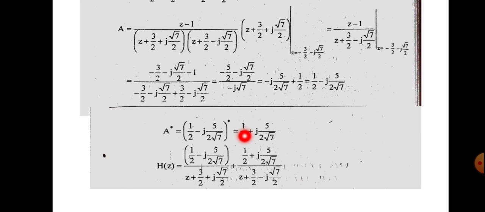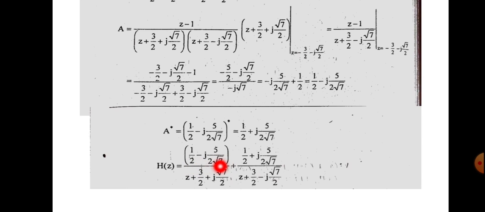Instead of a conjugate, you are substituting this value. So this is the equation. Here, this is a known formula for h of z. From this equation you can directly find h of k.